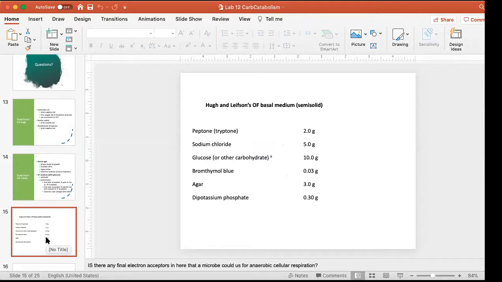It's also important to remember that there is nothing in OF medium that allows an organism to do anaerobic cellular respiration. There are no final electron acceptors other than oxygen in that tube. There's no nitrate, there's no sulfate, there's no carbonate. So we're only testing for aerobic respiration and or fermentation.